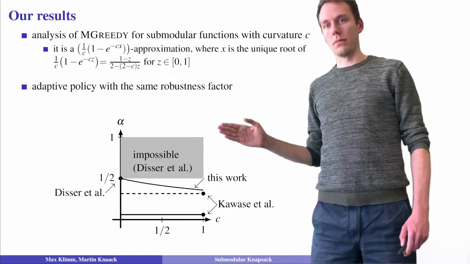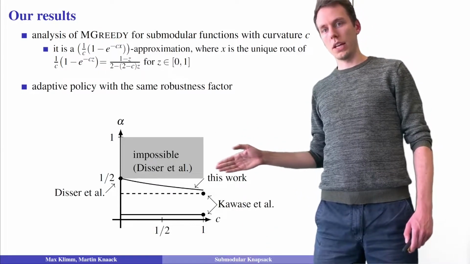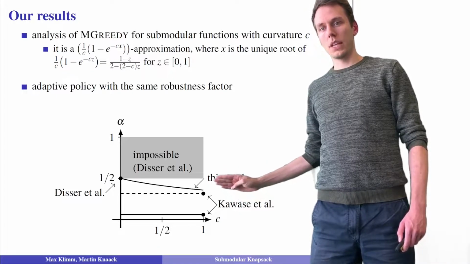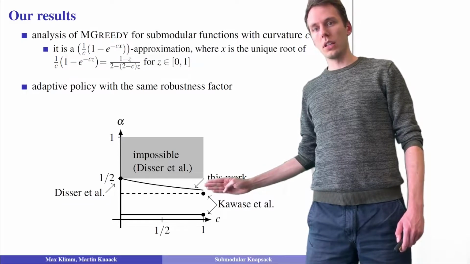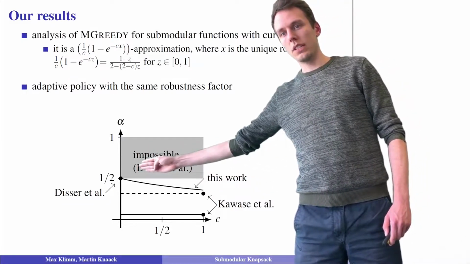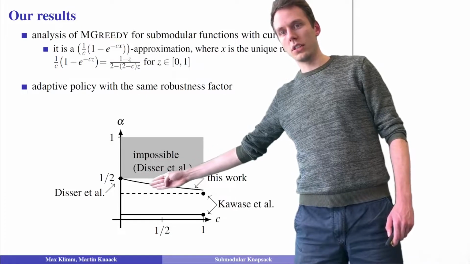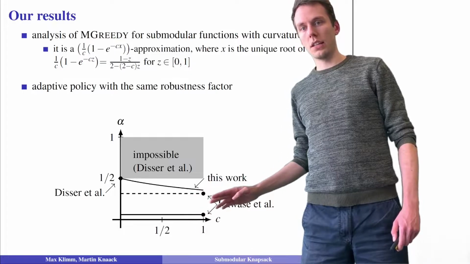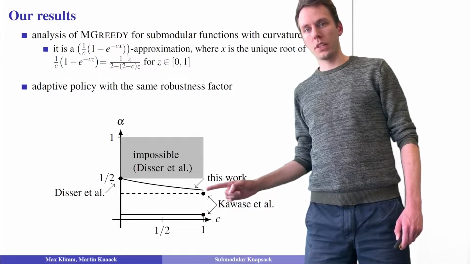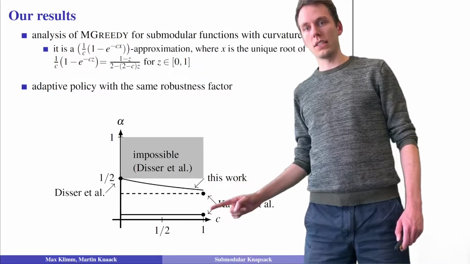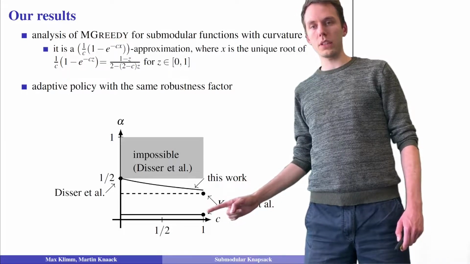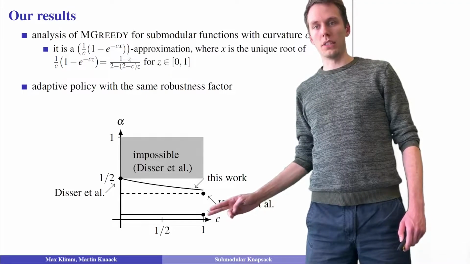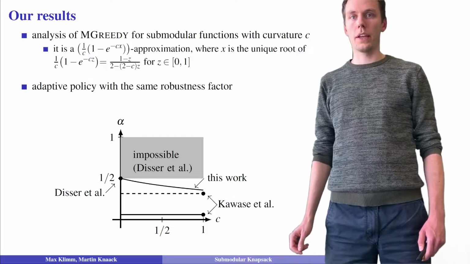And in this landscape, this looks like this. Here we added this curve. This is given by our adaptive policy, and it nicely connects the result from Disser et al. of 1/2 for linear functions, and is smoothed over the curvature, and still improves the results from Curvature et al. for the randomized policy here and for the adaptive policy down here. Okay.